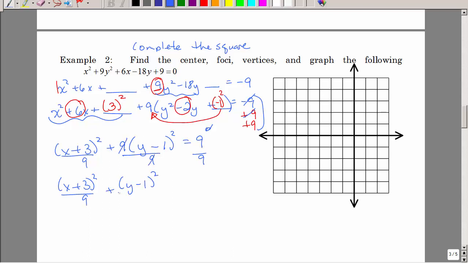Now those do cancel out, but I'm going to go ahead and put a 1 there just because I want to. Now it's in standard form. So what's my center? Remember (h, k), so I have (-3, 1).